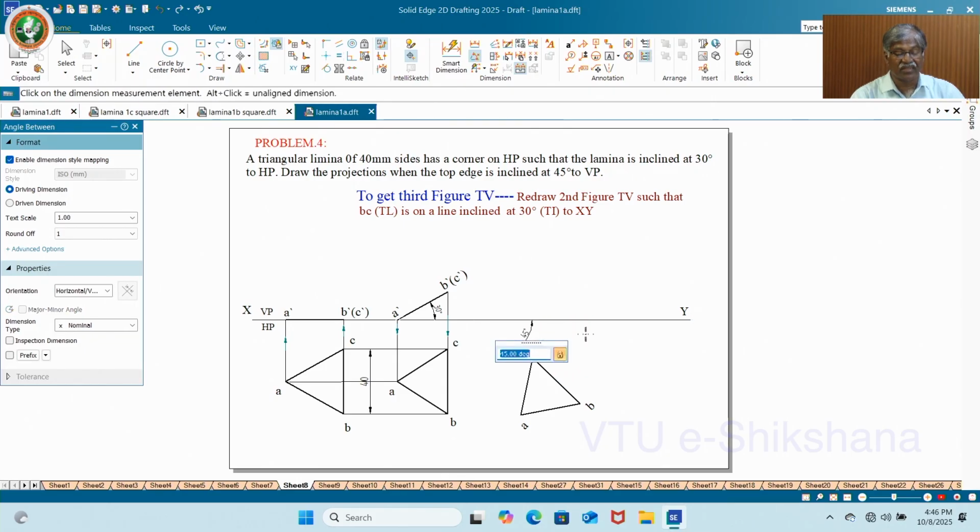You can dimension like this. Okay. There is no necessity of drawing a particular line and then placing it on that. It is a waste of time. But you also have the facility, you can do it directly.